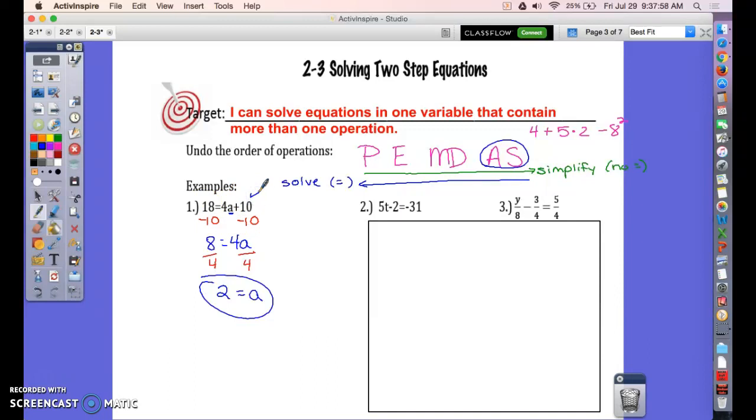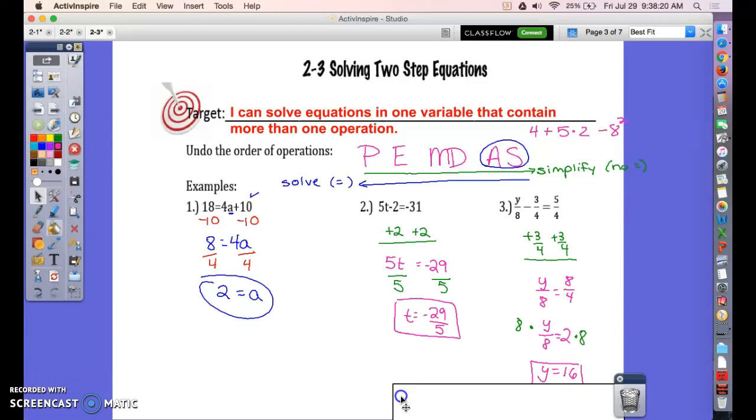Try 2 and 3, pausing the video. I will warn you, number 2 does not work out to a whole number answer. That is okay. Fractions and decimals can be answers too. And number 3, you have to remember your fraction skills. So try 2 and 3, and then press play, and I'll talk about them a little bit.